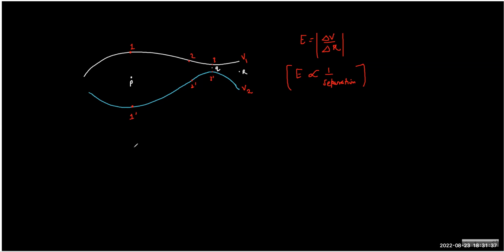Which field is the strongest? EQ. Right. So the field at Q will be the strongest. Then the next field? The R. The next field? P. So we say that it is the separation which decides the strength of the electric field between the two equipotential surfaces. So what is the meaning of two parallel surfaces? The separation is the same, it means the field will be uniform. That's the whole idea. Two parallel equipotential surfaces will create a uniform field. Understood?